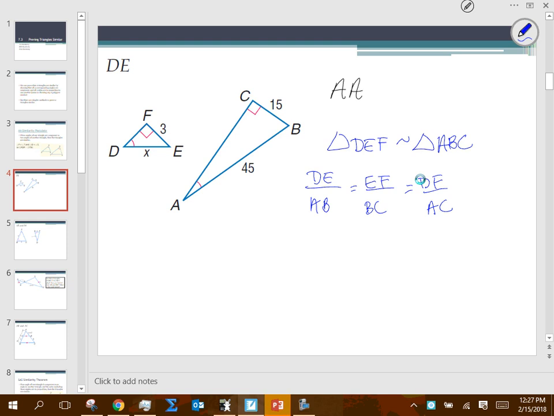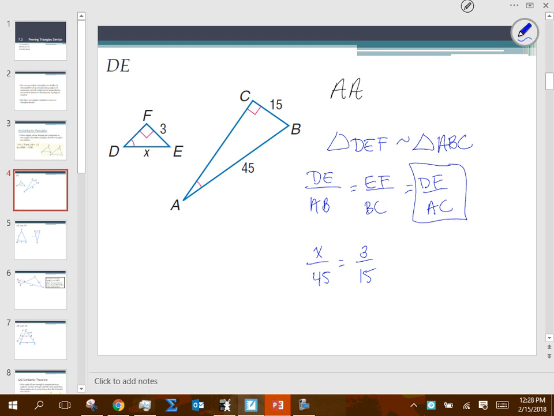Now you know exactly what needs to be compared. There's no question about, does 3 go to 15 or does 3 go to 45? Does X go to 15 or does X go to 45? If you can substitute, DE, obviously DE is the X, AB is 45, EF is 3, BC is 15, and then these two things I don't know, so I'm just going to leave them alone. And now I have the right components compared together, right?